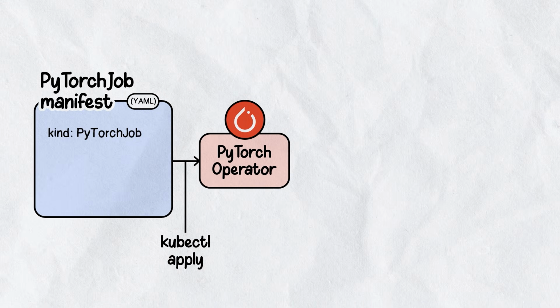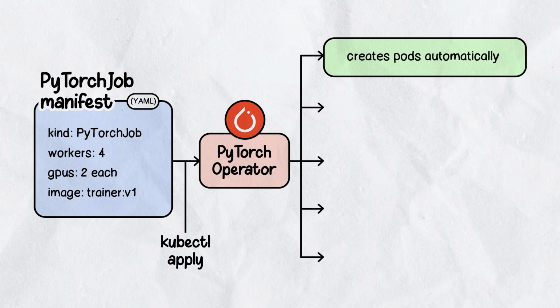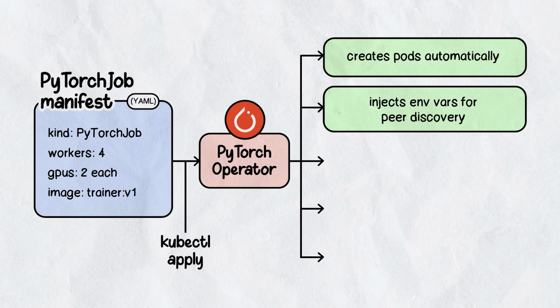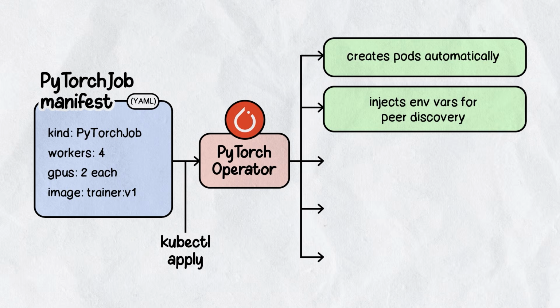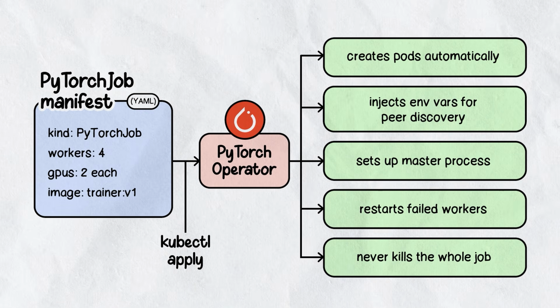You describe a PyTorch job, how many workers, how many GPUs each, what image, and the operator handles the rest. It creates the pods, injects the right environment variables so the PyTorch distributed backend can discover peers, sets up the master process, and restarts failed workers without killing the whole job.